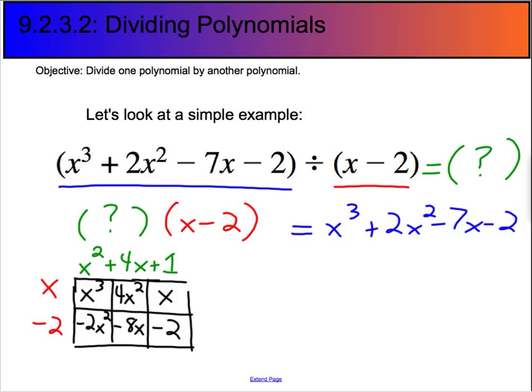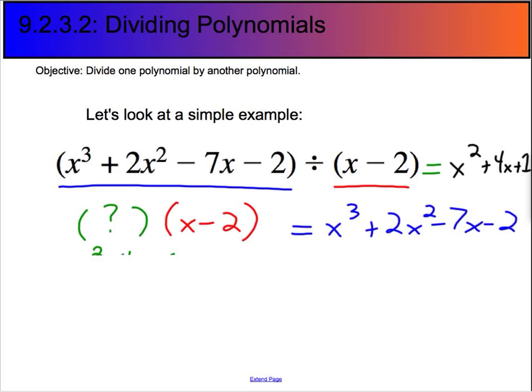Sorry, x squared plus 4x plus 1. So whatever's on the top ends up being your answer. Let's go ahead and look at a less simple example.